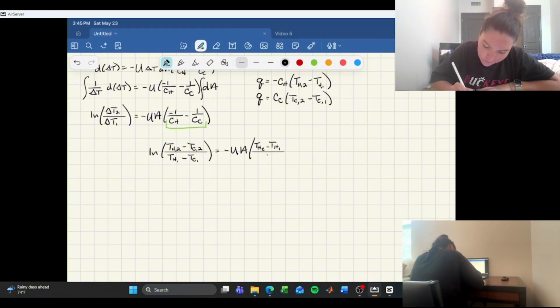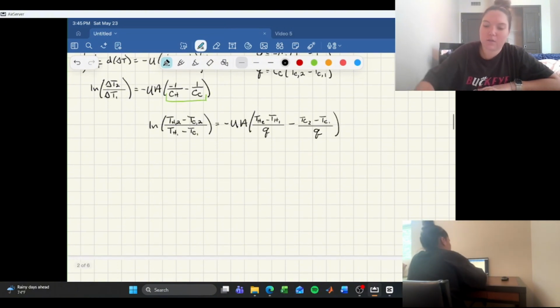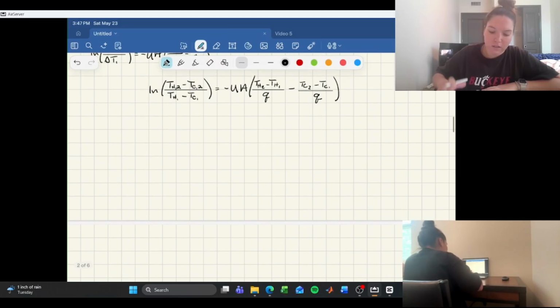over Q, which is the heat transfer, minus the temperature of the cold stream coming out minus the temperature of the cold stream coming in divided by the heat transfer. There we go. Now I'm going to just write this simplified again.